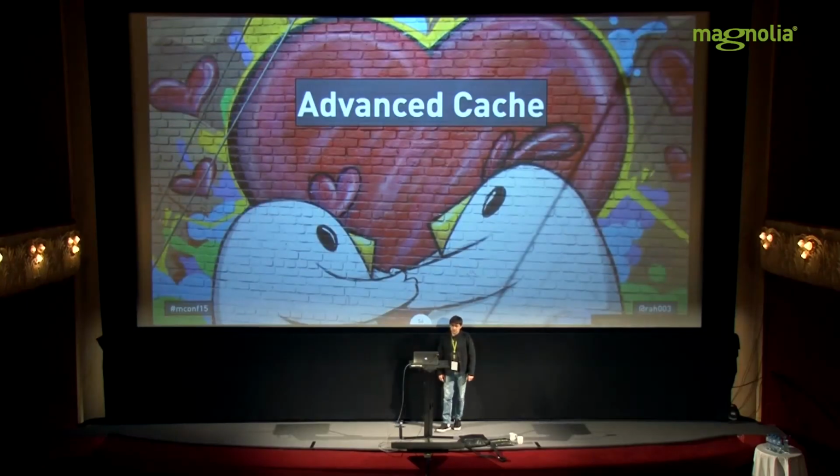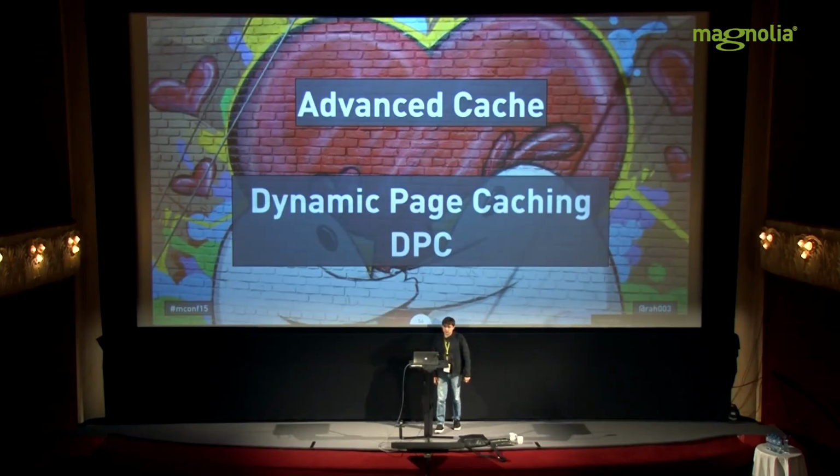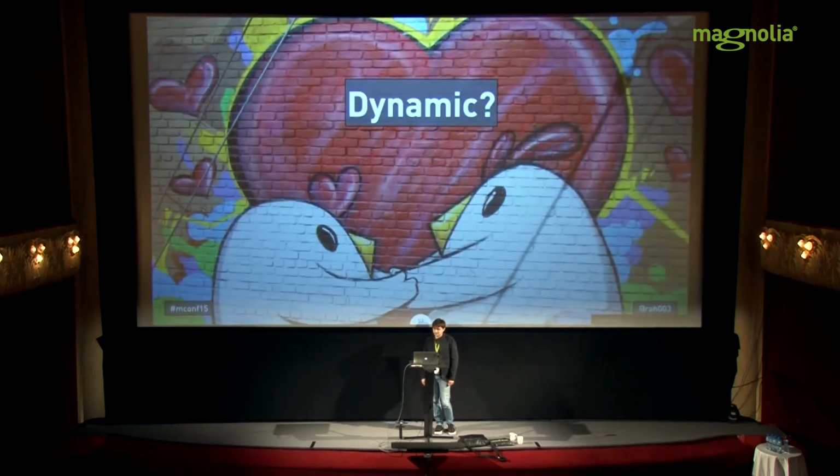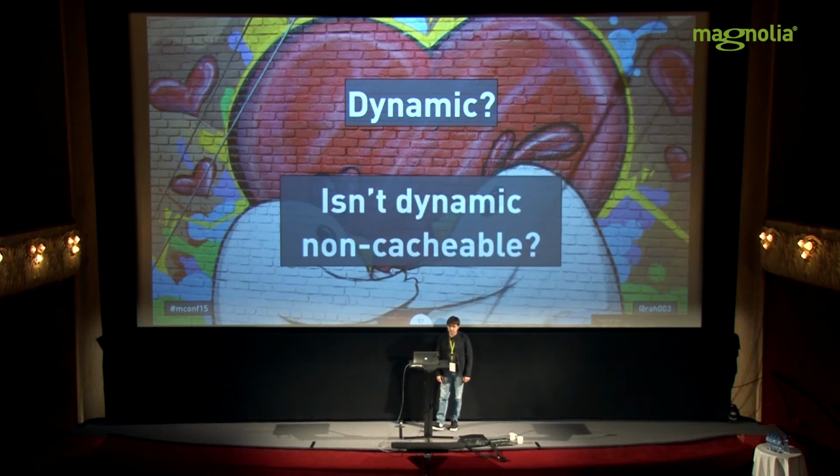Anyway, moving on: advanced cache and dynamic page caching. That's why you all came, right? So now you get it. But hey, wait, isn't the dynamic itself the very definition of uncacheable? Don't we exclude the pages from the cache because they are uncacheable? Yes, we do. So let's redefine what dynamic is.